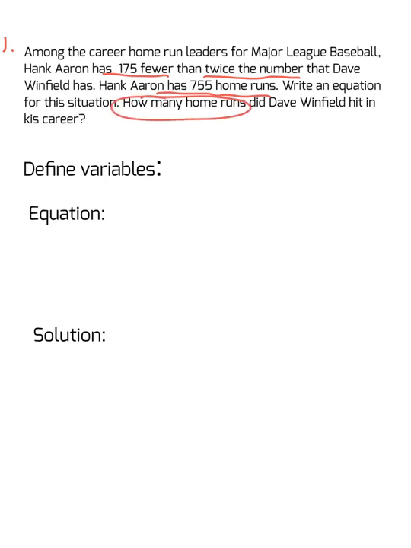Before you do word problems, you always want to define your variables. I know my question is asking, how many home runs did Dave Winfield hit in his career? So I'm going to use H to stand for number of home runs. That is the only variable I need, since that's all I'm trying to find. Then I need to write my equation.